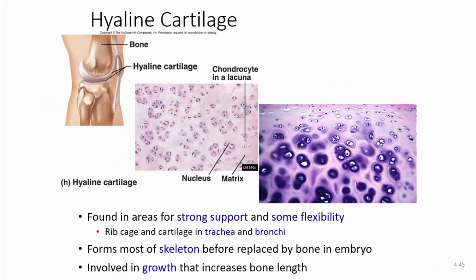The first one, hyaline cartilage. Hyaline means glass-like. Okay, and it's found in areas for strong support and some flexibility. You'll find it in the rib cage. Okay, your rib cage, the bones, they're attached to the spine. They come around only part of the way, and then they stop. What attaches the ribs to your breastbone or sternum is going to be hyaline cartilage.